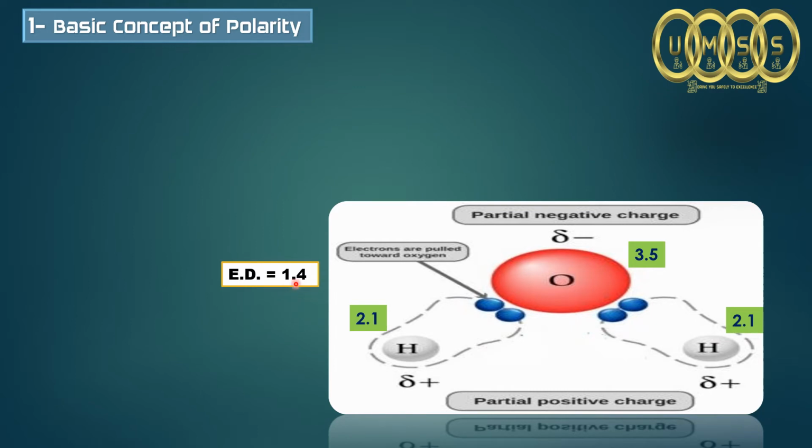This difference in electronegativity is enough for the oxygen atom to pull the bonded electrons, and the electron density will be high in the oxygen atom. So the oxygen atom will acquire a partial negative charge, and the hydrogen atoms will acquire partial positive charges. So the molecule will be divided into two poles, a negative pole for oxygen and a positive pole for hydrogen atoms. So what's the meaning of polarity?